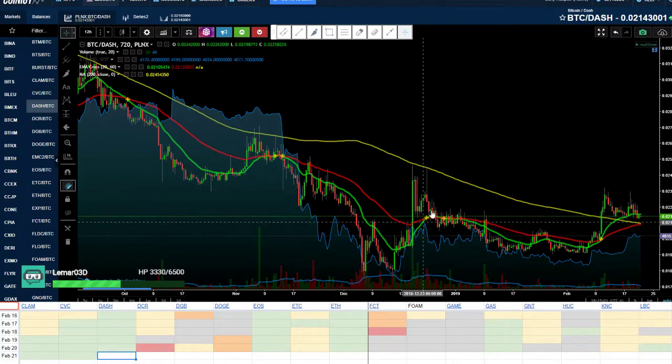Dash, we said, look at this, 1, 2, 3 bottom formation, taking off here. We had it as a hold. We're doing great on this one again. I don't know. It's great.